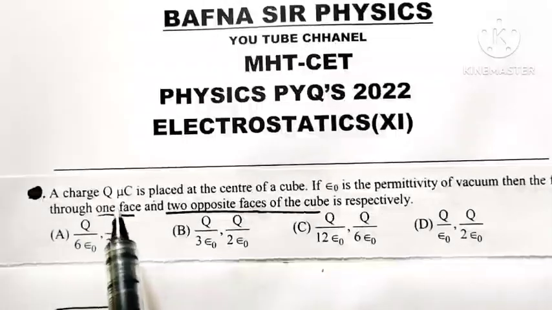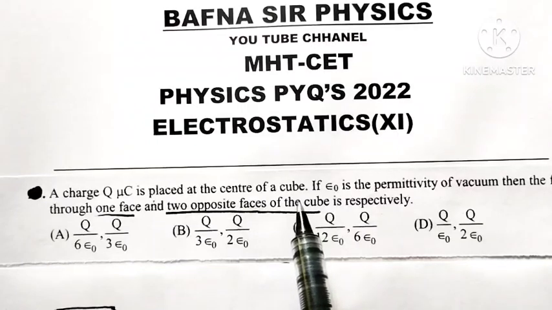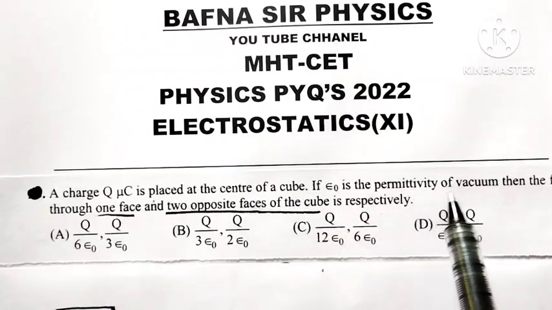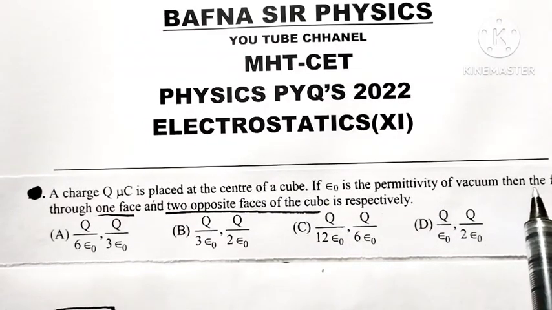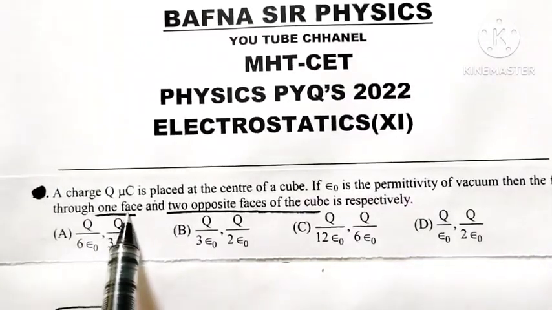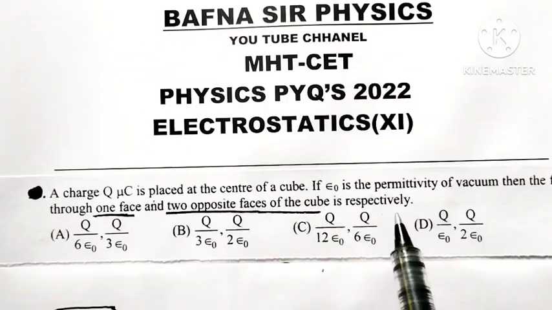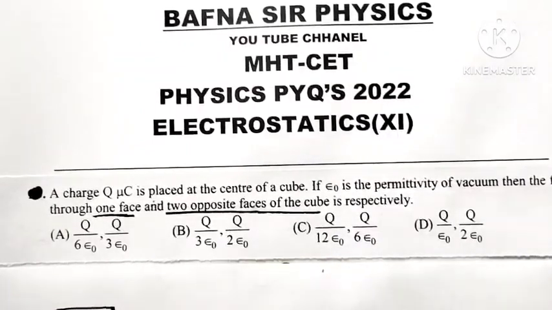A charge q microcoulomb is placed at the center of a cube. If epsilon 0 is the permittivity of vacuum, then the flux through one face and two opposite faces of the cube is, respectively?